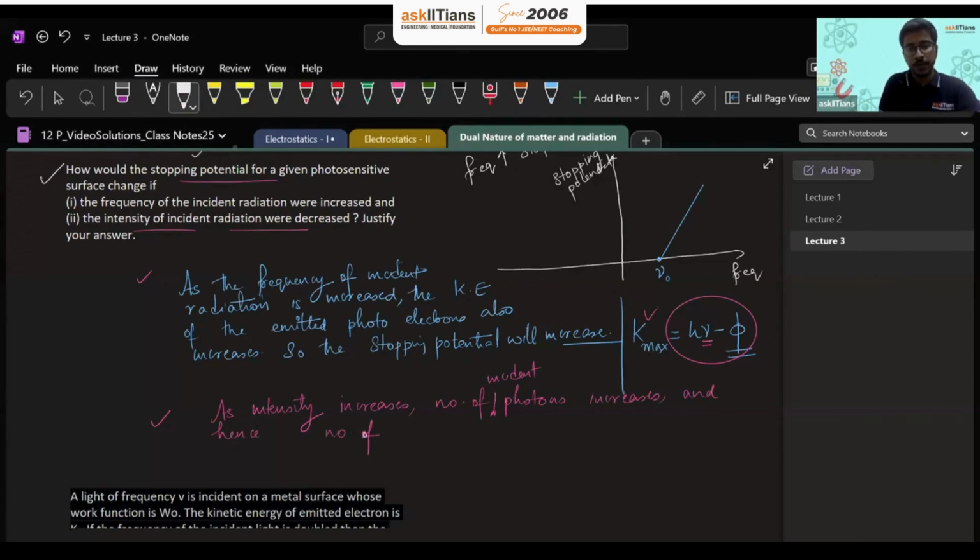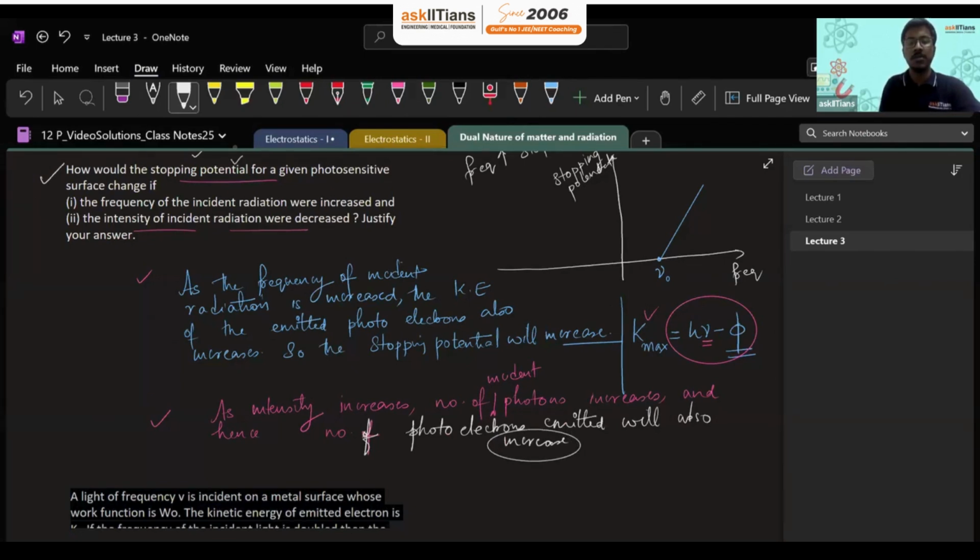Number of incident photons increases, and hence the number of photoelectrons emitted will also increase. But that doesn't mean the stopping potential will increase.